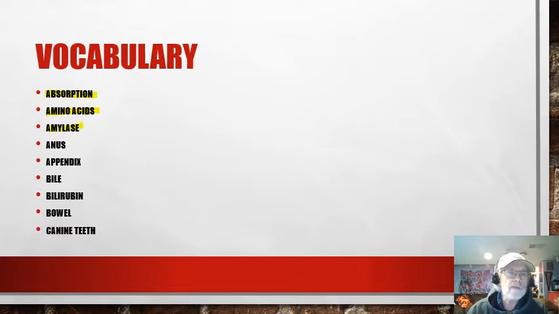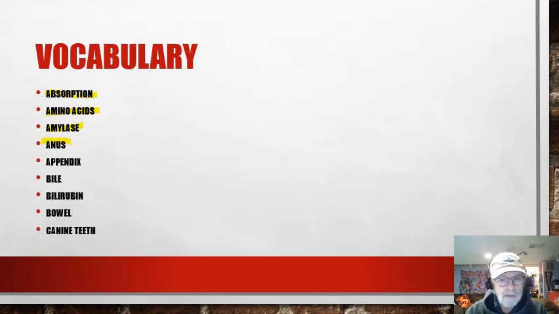Amylase. We talked about this before. If a word ends in -ase, it usually means an enzyme. Amylase is an enzyme that breaks down starches. There are different forms of this, but amylase is an enzyme that breaks down starch. Starch, basically sugars and things like that, are called starches. And that's amylase.